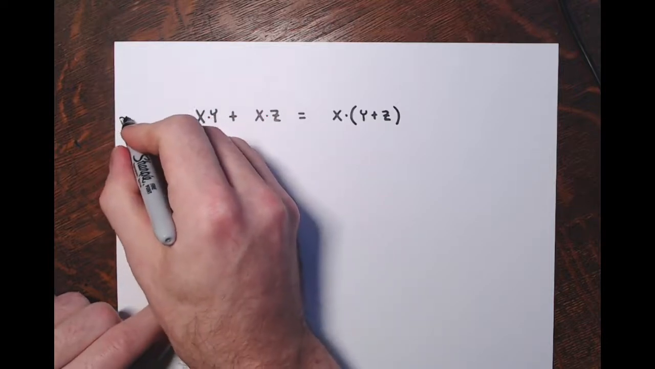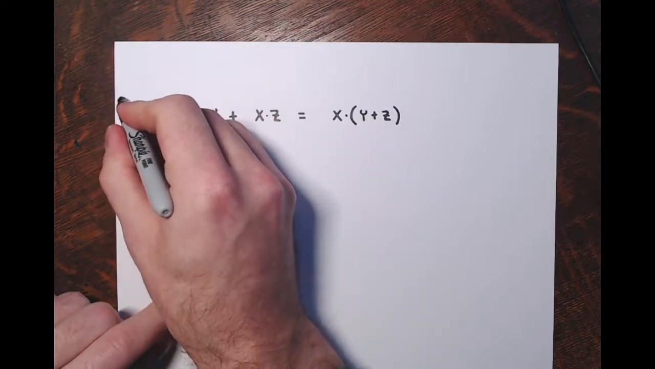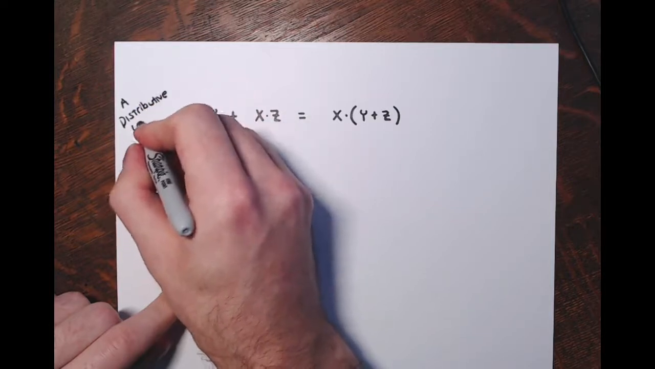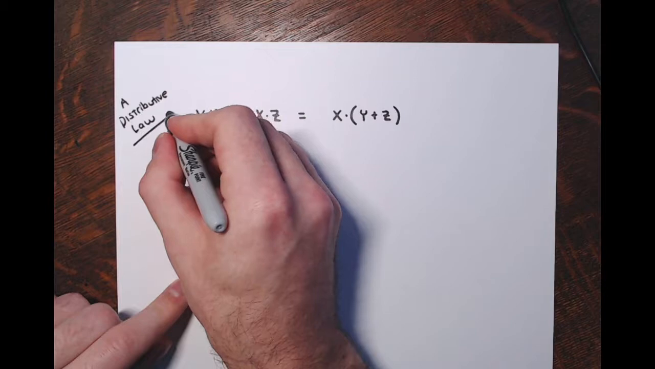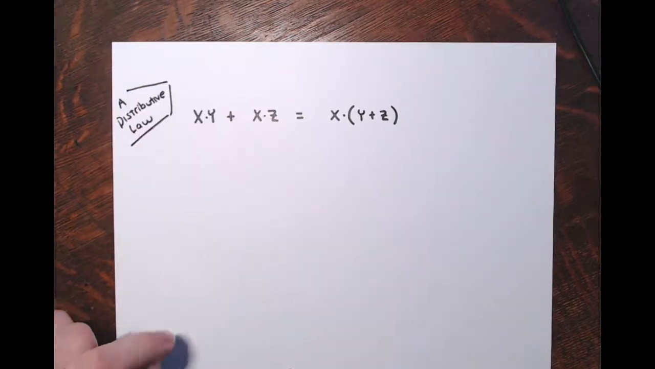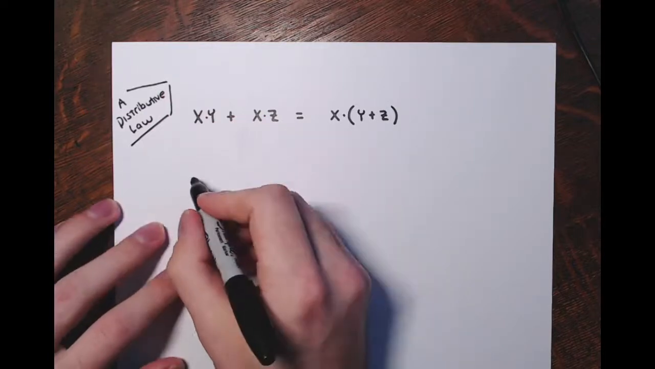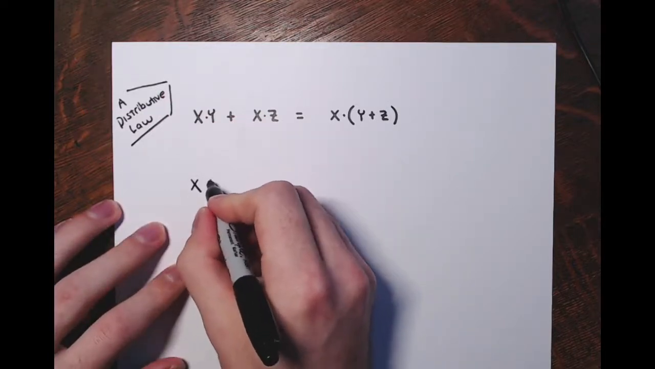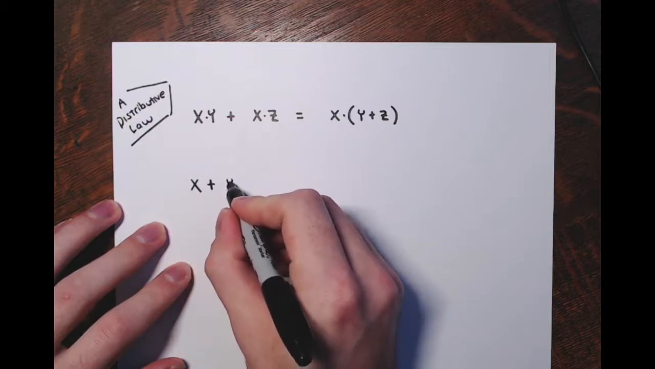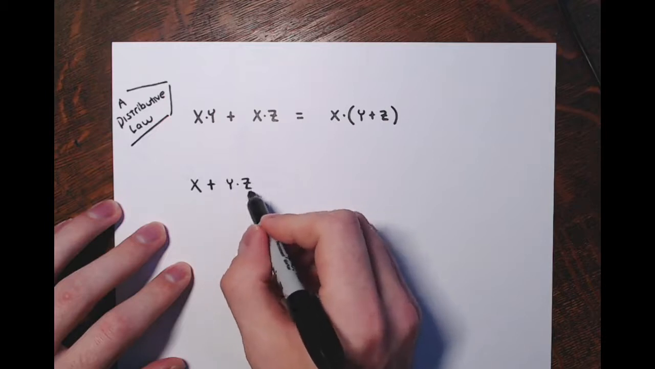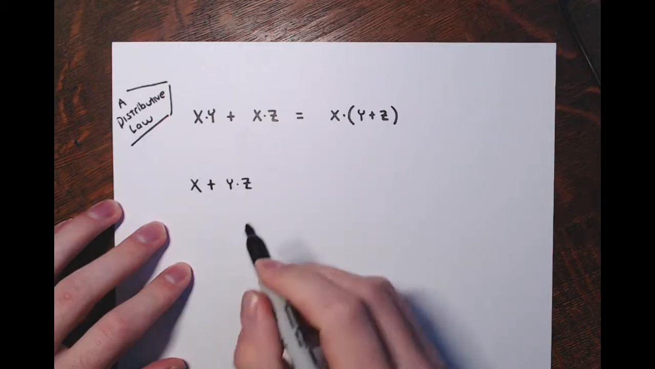So I'll even write that over here. This is a distributive law in Boolean algebra. Okay. Now there is another one. We'll see later that x plus y times z, and if you want to put parentheses around the y times z, that's fine.